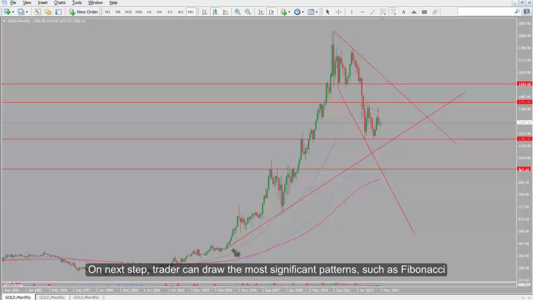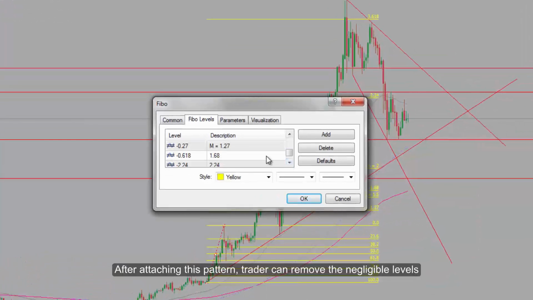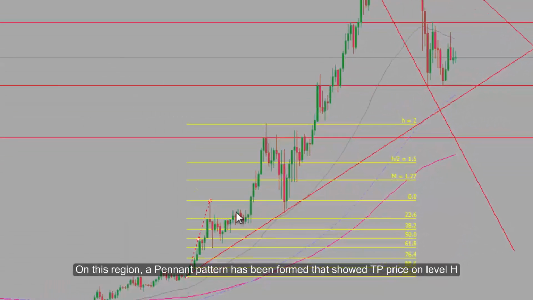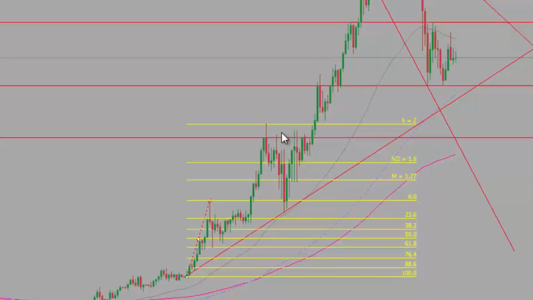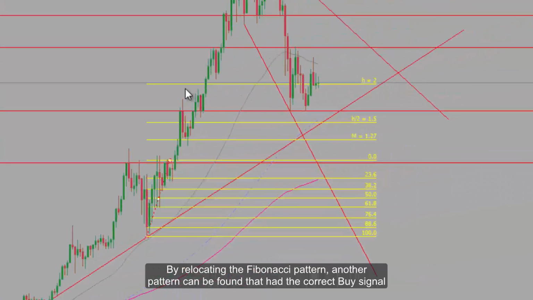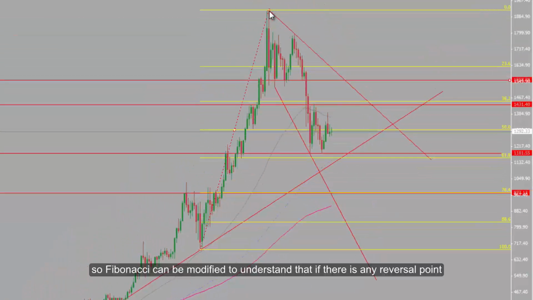On the next step, a trader can draw the most significant patterns, such as Fibonacci. After attaching this pattern, a trader can remove the negligible levels. On this region, a Pennant pattern has been formed that showed TP price on level H. Thus, this pattern showed a valid buy signal. By relocating the Fibonacci pattern, another pattern can be found that had the correct buy signal. There is not any other bullish pattern on the uptrend, so Fibonacci can be modified to understand if there is any reversal point.